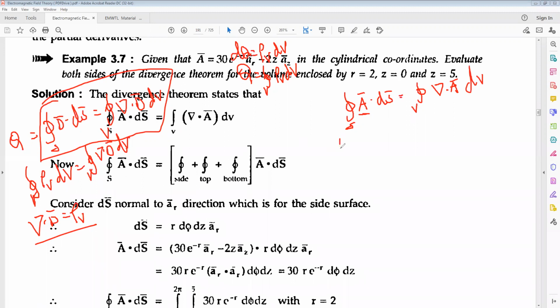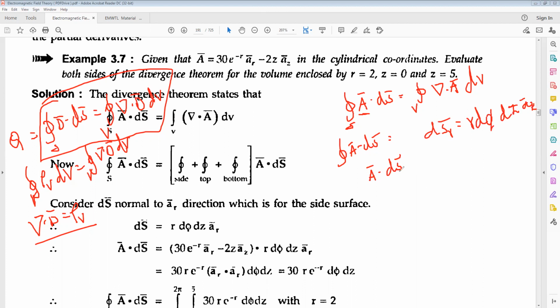Now finding the surface integral, the integral of A bar dot ds bar, for the cylinder means side, bottom and top, we have A bar dot ds bar. First of all, you can find A bar dot ds bar. A bar is given in terms of the A r coefficient and A z coefficient. ds also we can take as a differential surface area normal to the r direction, means r d phi dz A r bar.